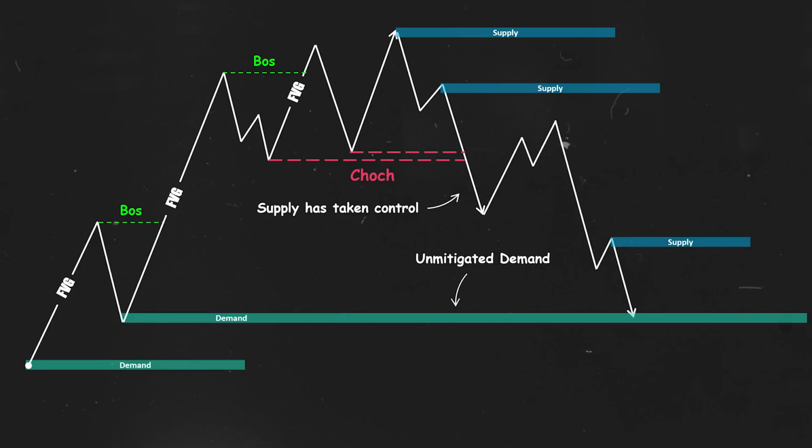At this point, a battle between supply and demand occurs. Sometimes this results in consolidation and a ranging market between these two zones. A break above or below the range will determine which side gains control.